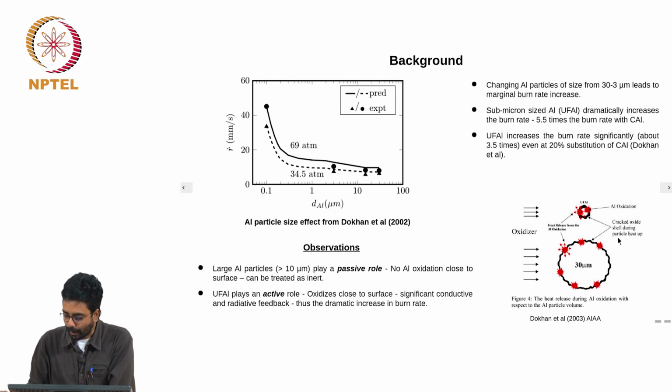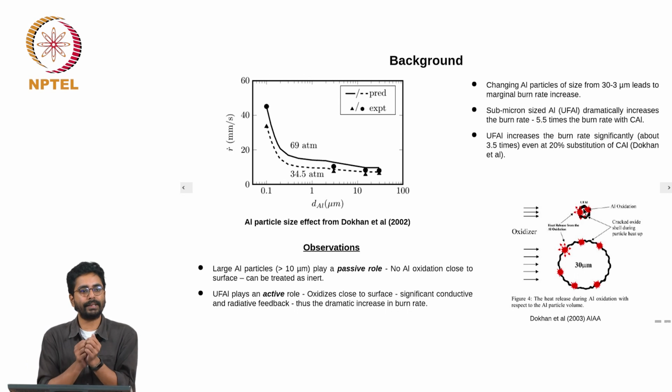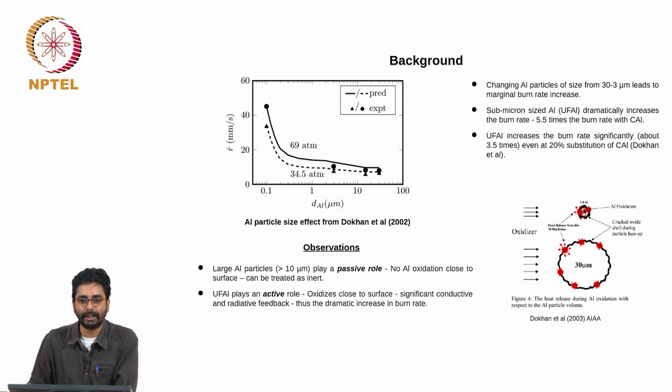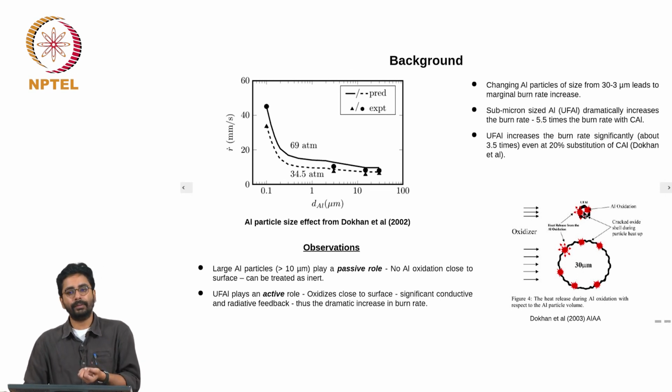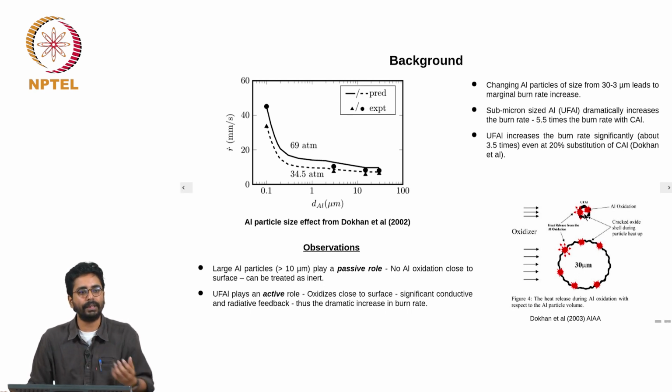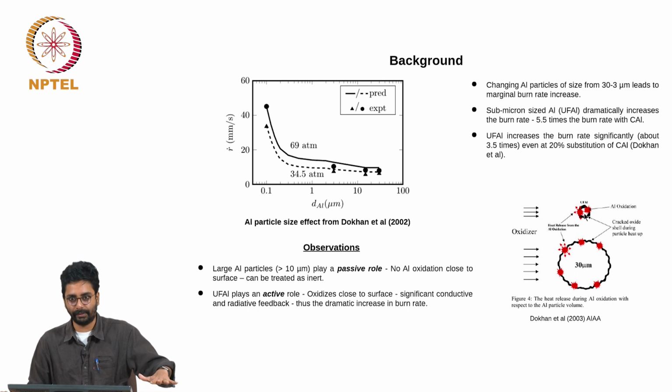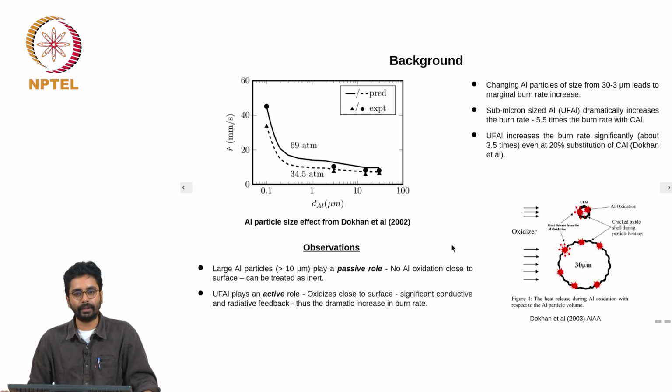On the other hand, if you decrease the particle sizes to nano sizes, we know that the surface to volume ratio increases drastically, and therefore the volume expansion because of the melting of the aluminum in the core is thought to actually crack open the oxide coating, thereby exposing metallic aluminum to the oxidizing environment very close to the surface. So, this is thought to be the mechanism which can explain the dramatic increase in burn rate.